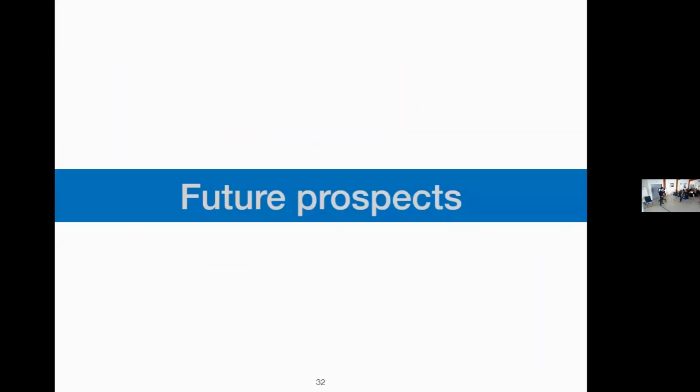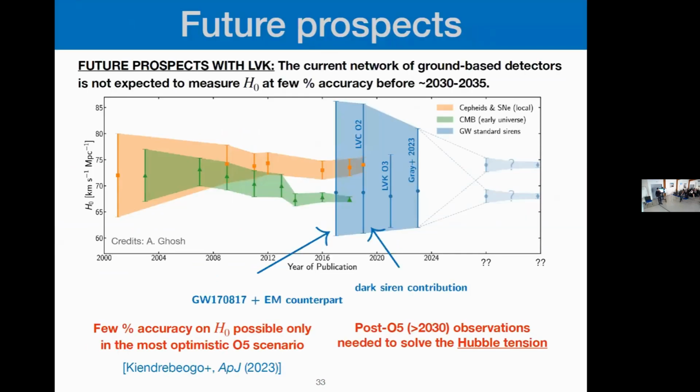So, future prospects. I didn't see any signs, so I'm assuming I'm doing good with time. Okay, so I stole this picture from a talk by Archesman, which is really nice. I just changed it. He was putting 2028 here and 20... too optimistic. I just put some question marks.